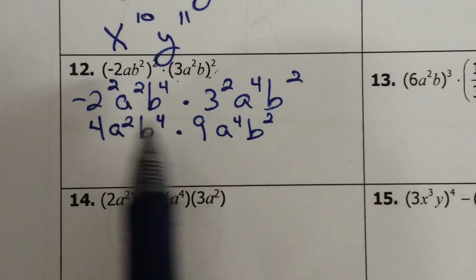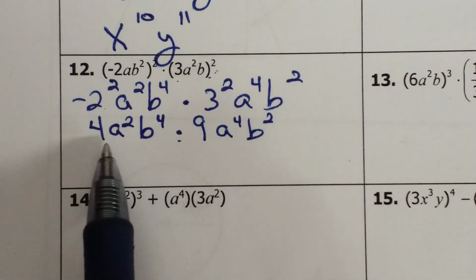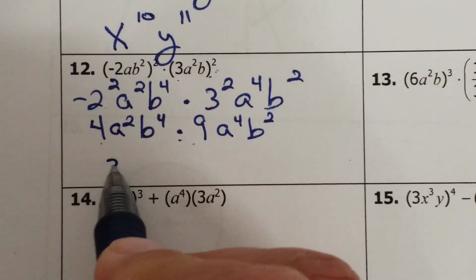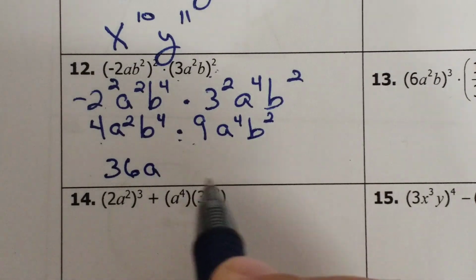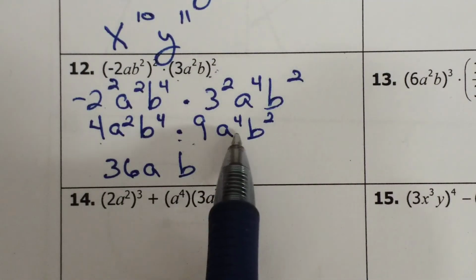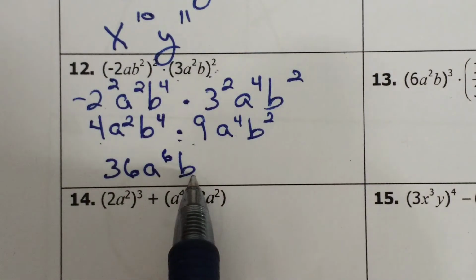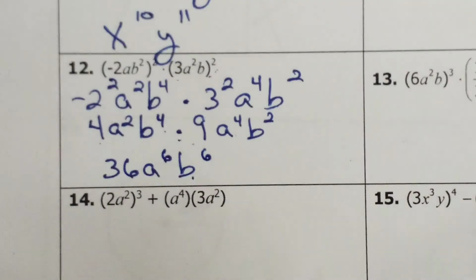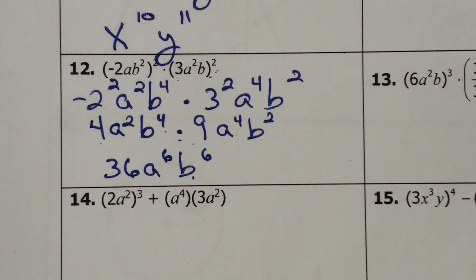And now I've got the multiplication rule. When I multiply, remember I multiply the coefficients. 4 times 9 is 36. Keep the bases and add the exponents. So on the a's, I've got 2 here and 4 there. And on the b's, I have 4 there and 2 there. So that would be my final answer.